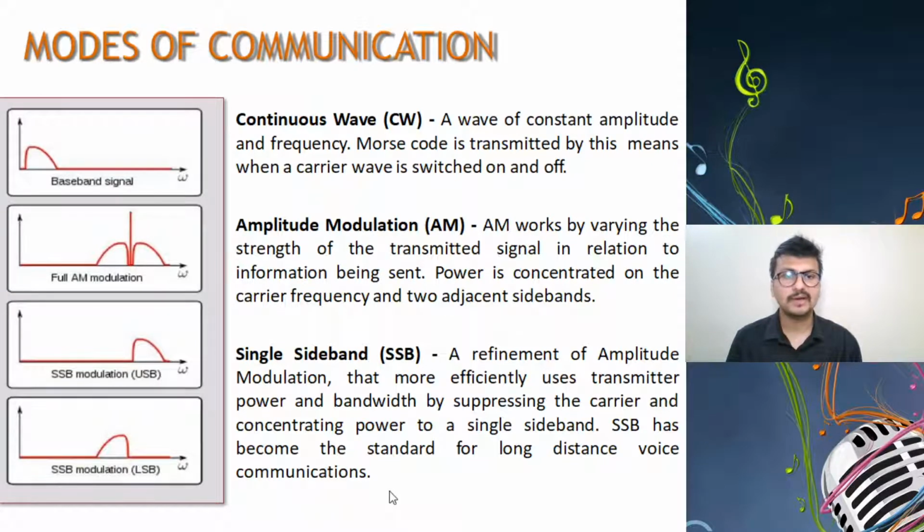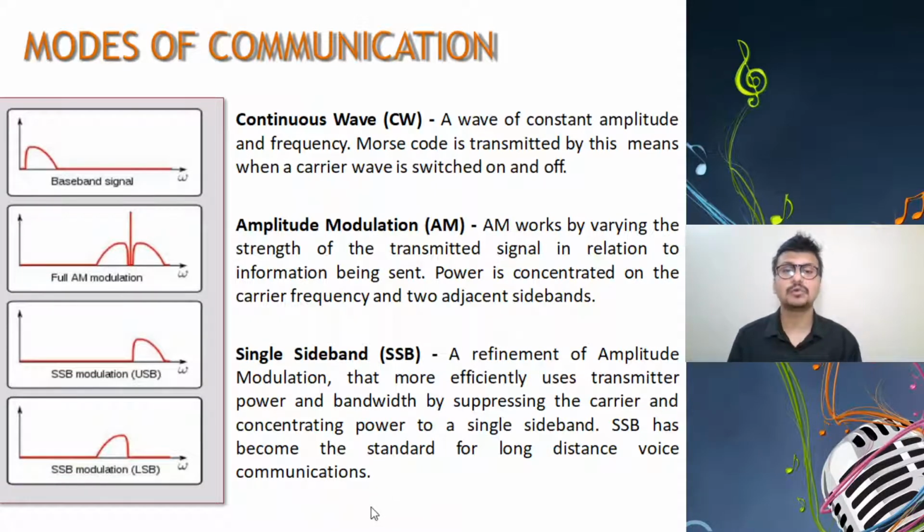So a wave of constant amplitude and frequency is there in the continuous wave. Morse code is transmitted by this means, when a carrier wave is switched on or off. This is the unique thing in the continuous wave.